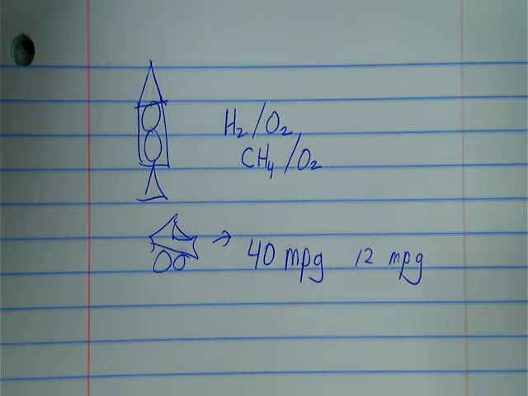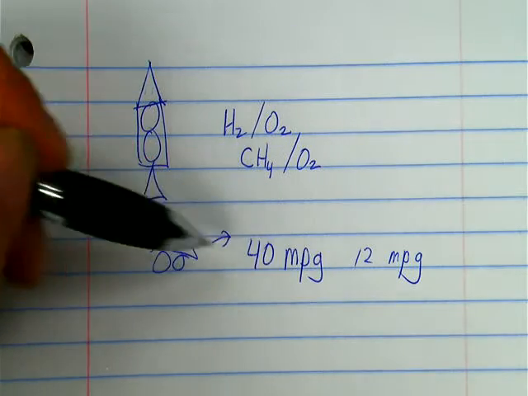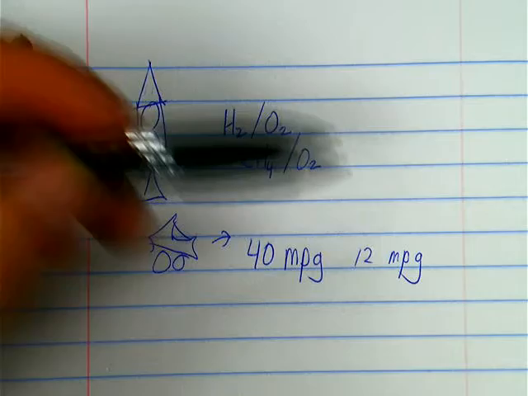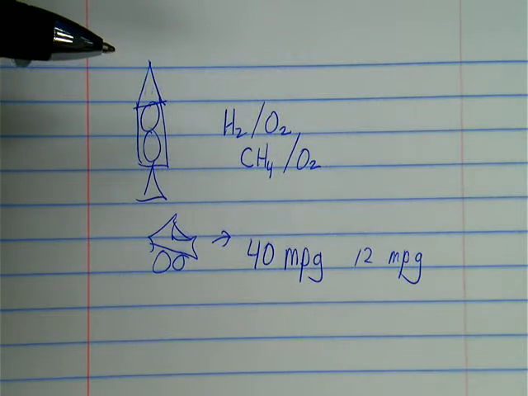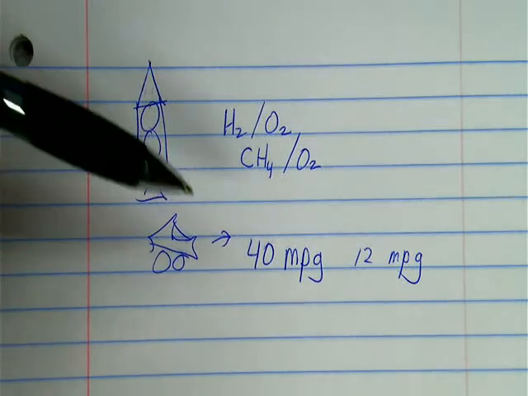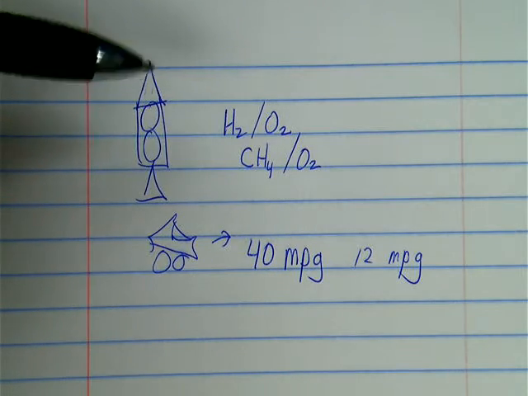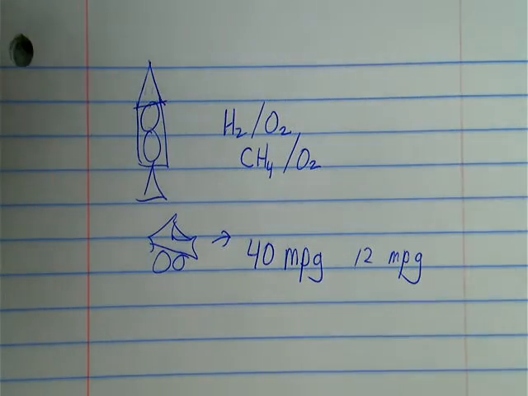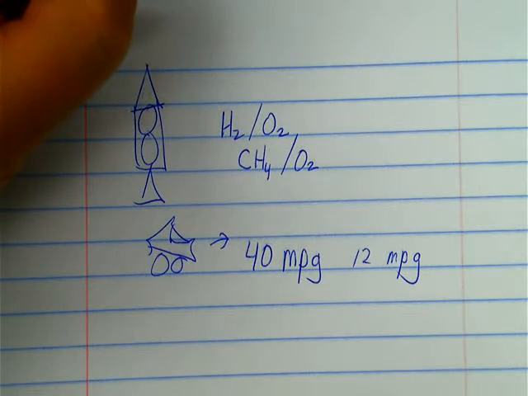Okay, so that doesn't tell you how far it goes. It tells you how far it goes for each gallon of gas. So 1 gallon of gas takes this one 40 miles. 1 gallon of gas takes this one only 12 miles. It doesn't tell you anything about the size of their gas tanks. It tells you about how well they use the fuel that you give them. We have a similar measure for the performance of rocket engines, and that performance is called specific impulse.